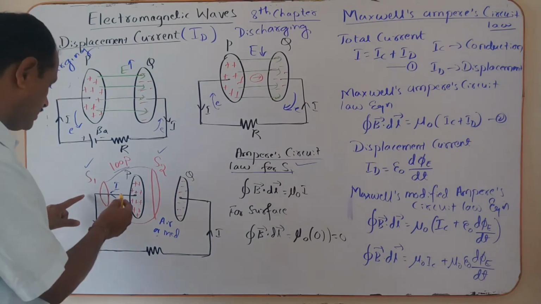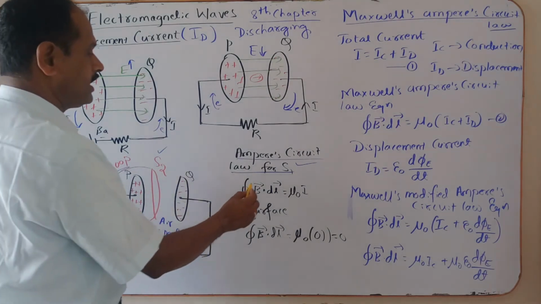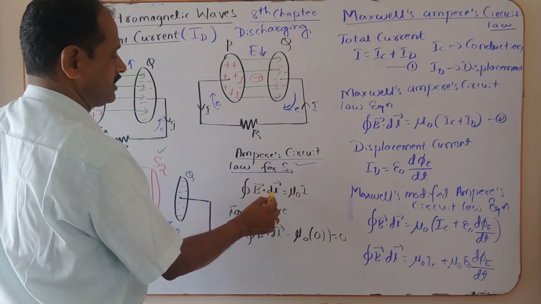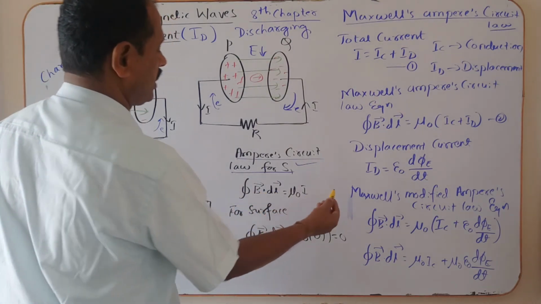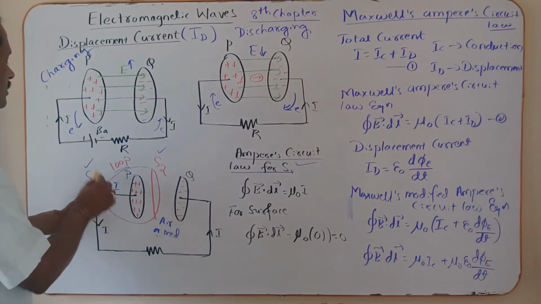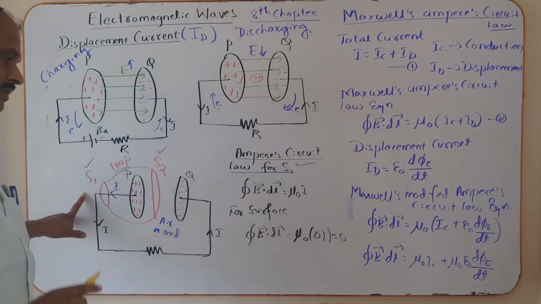The Ampere circuit law is applied for this surface S1. Then what you got? This is the current flow through this one. At that time, the line integral of the magnetic field over this closed loop S1 is equal to mu naught times the current threaded through this surface. This is the Ampere circuit law.